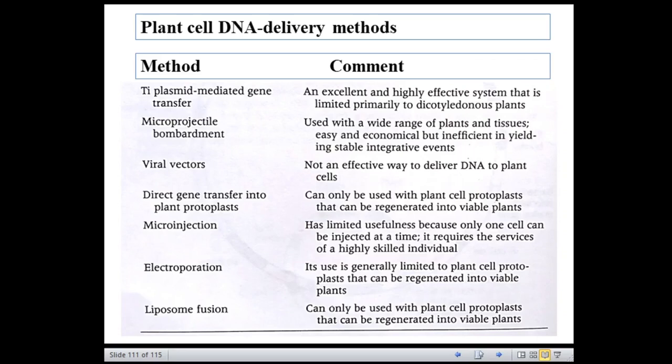With a micro projectile bombardment system, it is possible to transform a large number of different plant species, including the monocots and the conifers, and plants that are not susceptible to Agrobacterium mediated DNA transfer. If they are susceptible to Agrobacterium, then no issues. Other than that, if they are resistant to that, then the micro projectile bombardment system comes in handy for transforming these different plant species.